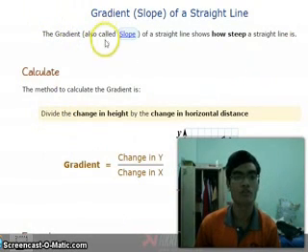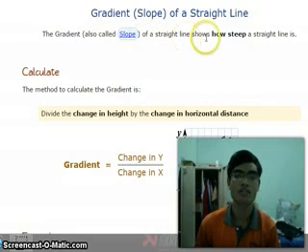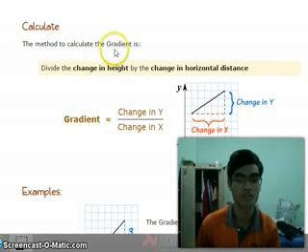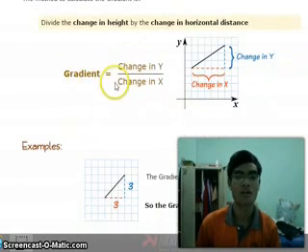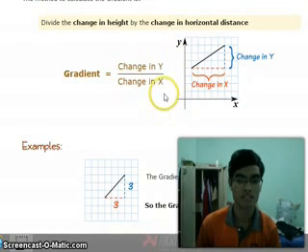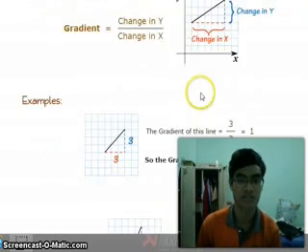The gradient, also called the slope, of a straight line shows how steep the line is. This is the method to calculate the gradient. To find the gradient, which is m, we divide the changes that occur in the y-axis by the changes that occur in the x-axis.